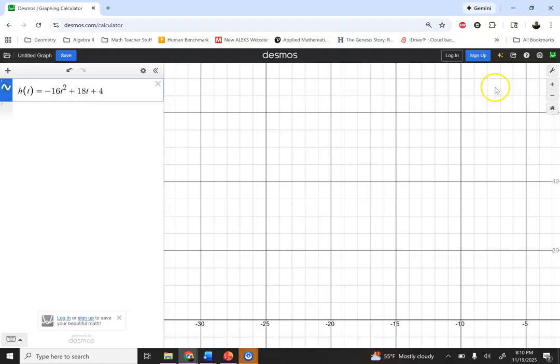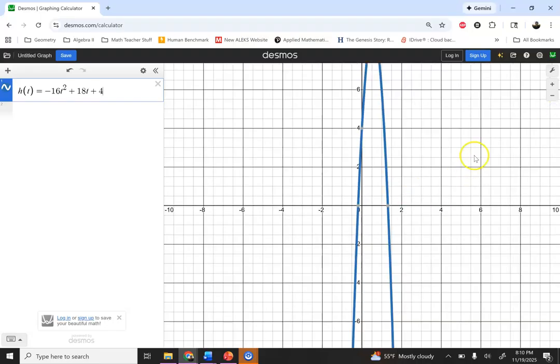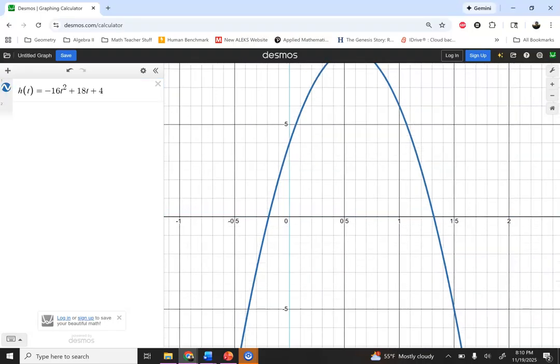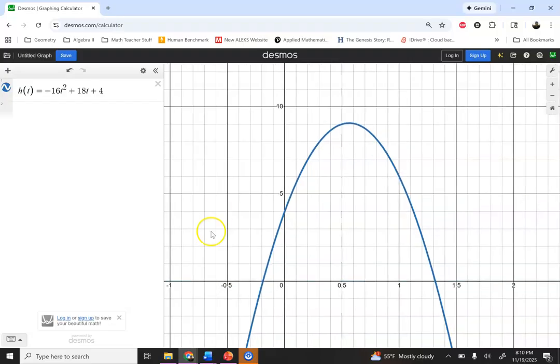Once again, I'm going to hit the home button over here. And I'm going to zoom this out to make it look a little bit nicer. We can see this thing is traveling upward from a height of 4. It starts right here at time equals 0 and a height of 4, moving upward until it reaches its maximum height. The maximum height is 9.0625, and it happens 0.5625 seconds after it went up into the air. And then we can see here that it's coming back to the ground after 1.31 seconds.